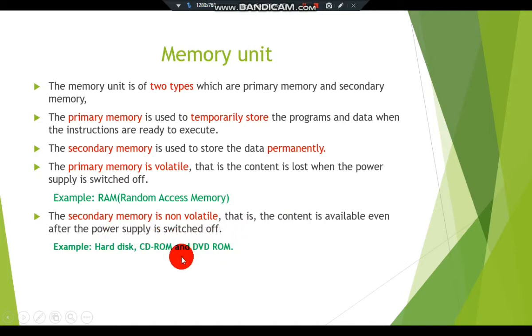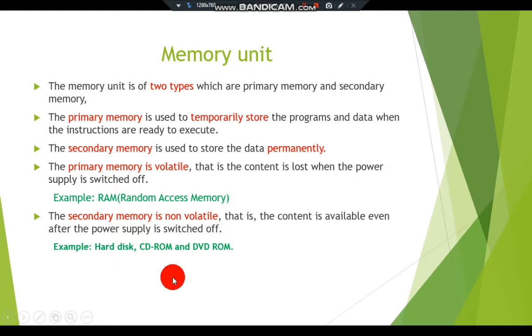Once the file is saved, that file can be taken after the switch off, or after one, two, three days; again also we can take the file. So it is a permanent memory. The examples of secondary memory are hard disk, CD-ROM and DVD-ROM. Now you can understand the memory unit. What are the types of memory unit? Which one is permanent, and which one is temporary memory?